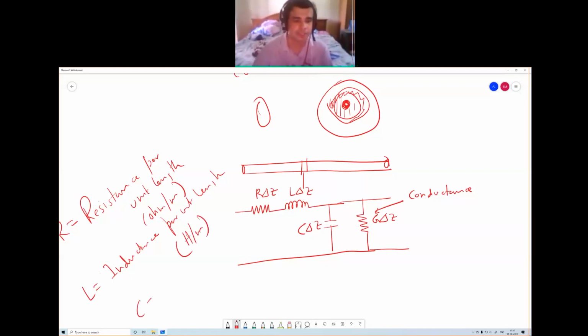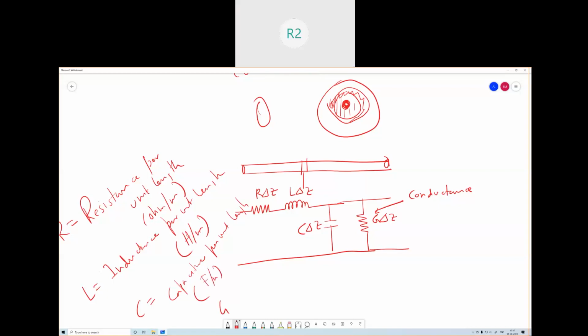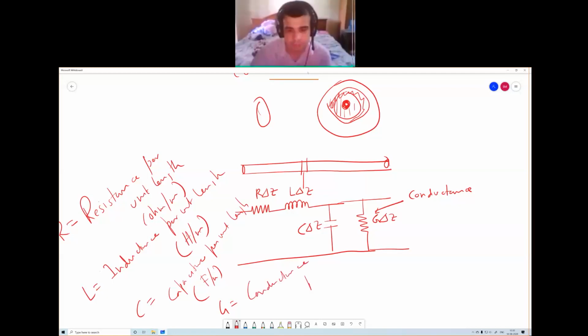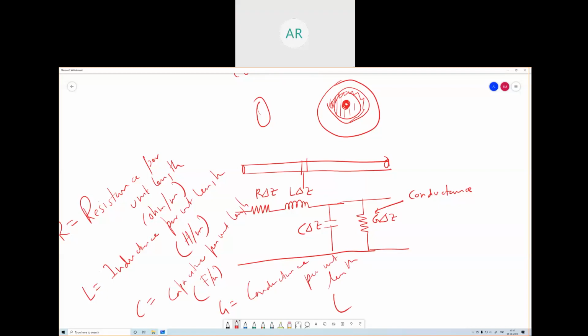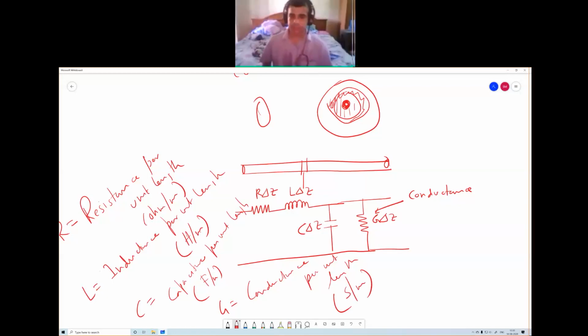C, capacitance per unit length, unit? Farads per meter. Very good. And this G is conductance per unit length. Unit? Siemens per meter. Excellent. Right.